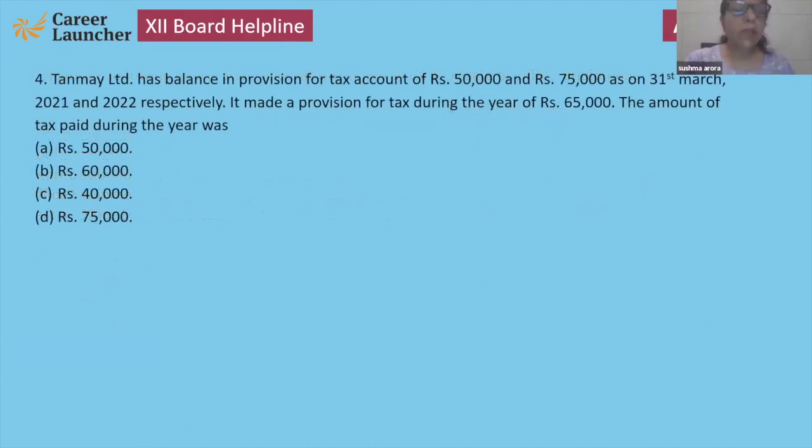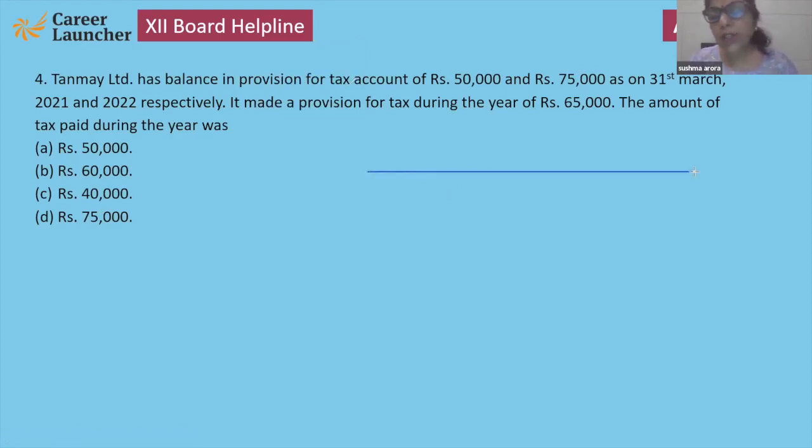Next, Tanmay Limited has a balance in provision for tax account of 50,000 and 75,000. Made the provision during the year 65,000. Calculate the amount of tax paid. Yes, children, start doing that. Yes, please, fast. I'm sure you all are able to do that. Okay, here I am going to show you one easy method how to do that.